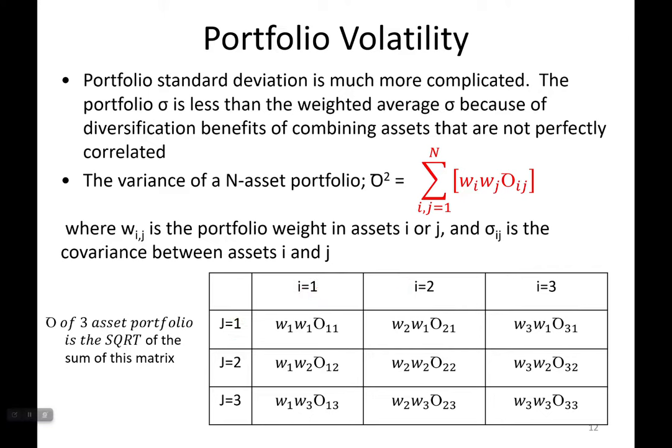So when you have 3 assets, there are 9 pairwise combinations. 1 with 1, 1 with 2, 1 with 3, 2 with 1, 2 with 2, 2 with 3, 3 with 1, 3 with 2, 3 with 3. In order to get the portfolio variance, we need to account for how all these assets co-vary. So notice what we're going to do is simply plug and chug, calculate these 9 values, add them together, and that's the portfolio variance. We take the square root of that, and that's portfolio standard deviation. All right.